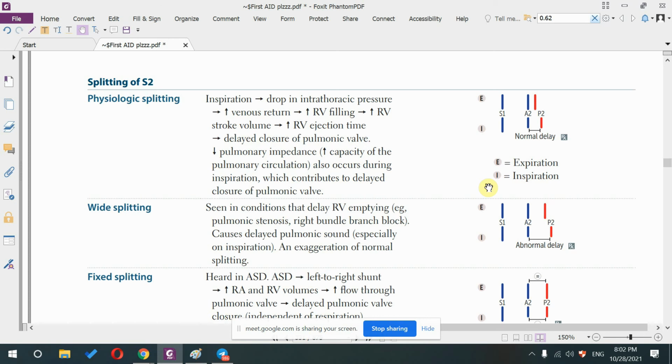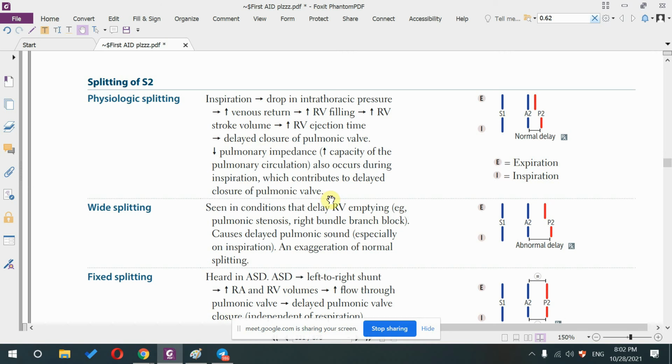So the next time someone tells you, during inspiration I have increased blood coming back to the heart, like, yeah, it's a long process. So there will be a decreased pulmonary impedance, which is going to lead to an increased capacity of the pulmonary circulation. So also it occurs during inspiration, which contributes to the delay of closure of the pulmonic valve.